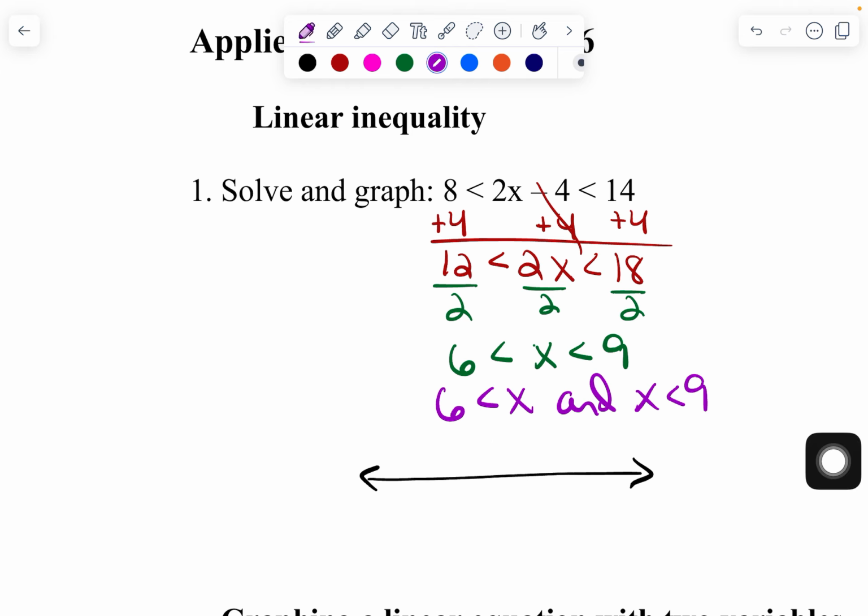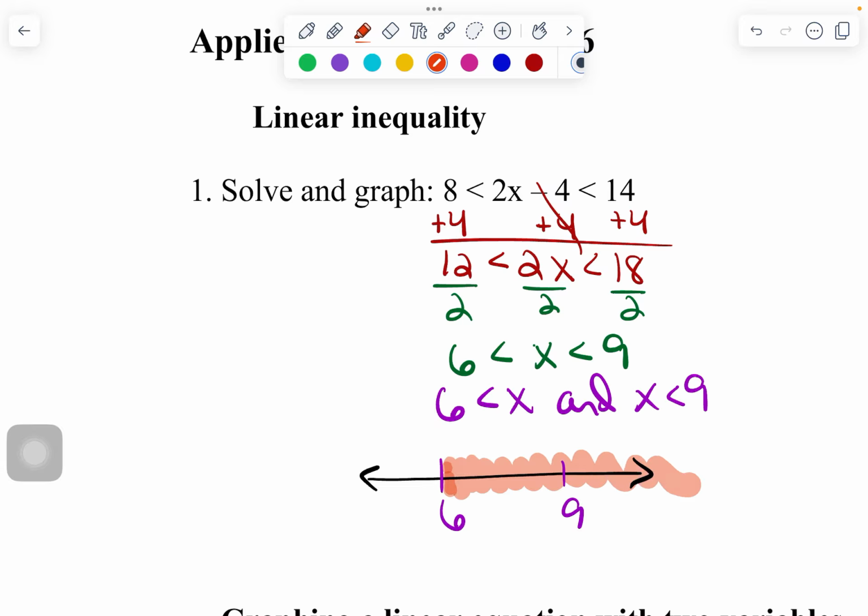So let's go ahead and put that on a number line. Actually, put both of them on the number line, 6 and 9. So 6 is less than x, which makes x greater than 6. So on my number line, I'll use orange, I guess. I'm going to shade x is greater than 6. And at 6 itself, we're going to use a parenthesis. Both of these are going to use parentheses.